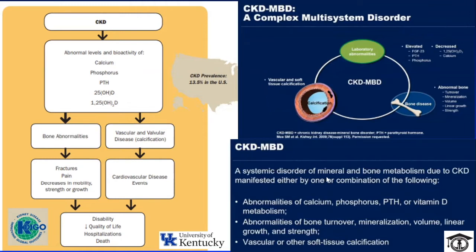This is a definition that came from KDIGO, Kidney Disease: Improving Global Outcomes. And they said it's a systemic disorder, okay? It's not a local disorder. It's a multi-system disease of mineral and bone metabolism due to chronic kidney disease, manifested by one or a combination of the following: the lab abnormalities, the bone abnormalities, and the vascular abnormalities.